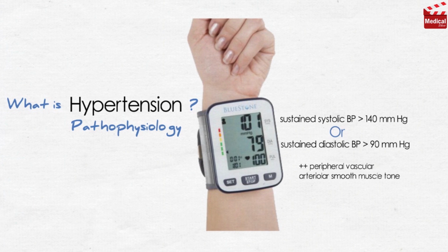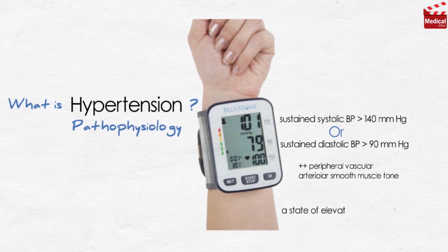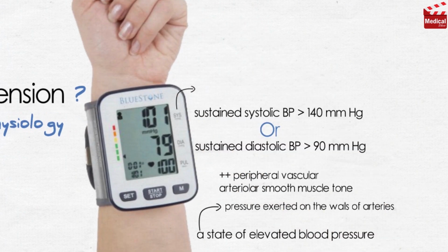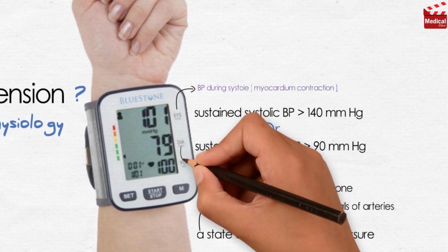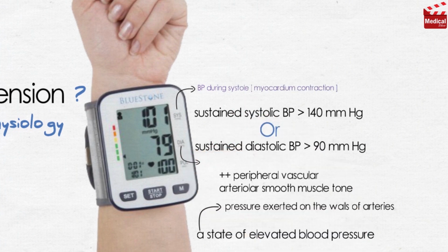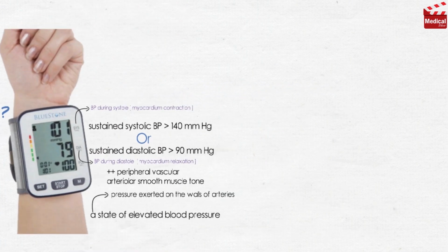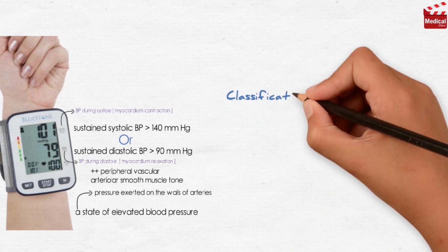In other words, hypertension is a state of elevated blood pressure, which is the pressure exerted on the walls of arteries. Systolic blood pressure is the blood pressure during systole or myocardium contraction, and diastolic blood pressure is the blood pressure during diastole or myocardium relaxation. That leads us to the classification of the blood pressure.